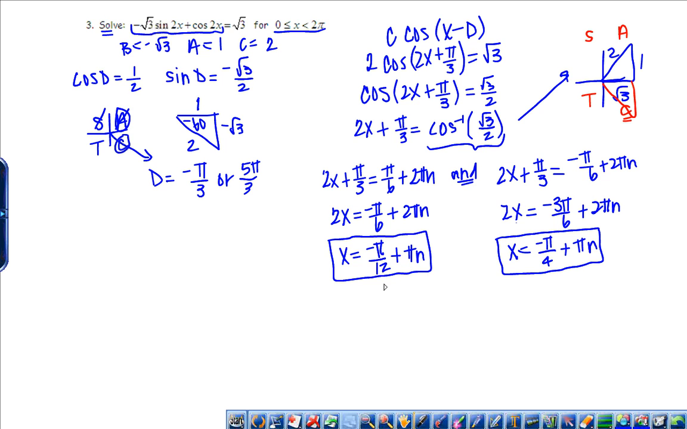See, we can plug in a 1 here. So that gives me 11 pi over 12. And I can plug in a 2 to get 23 pi over 12. I can do the same thing over here and plug in a 1. That gives me 3 pi over 4. And I can plug in a 2 to get 7 pi over 4. And none of these are over the 2 pi.